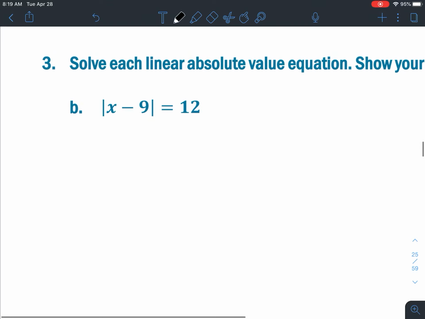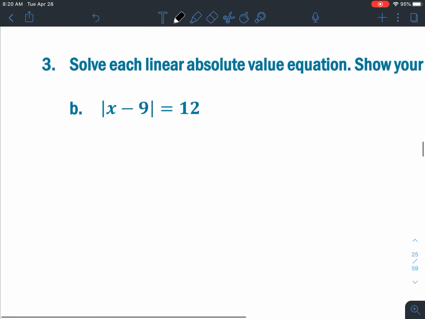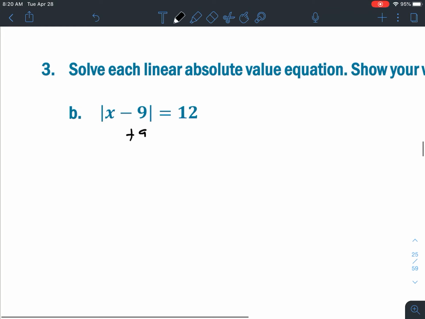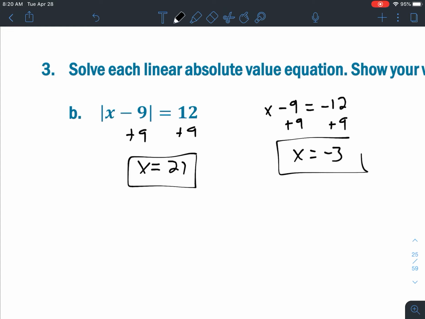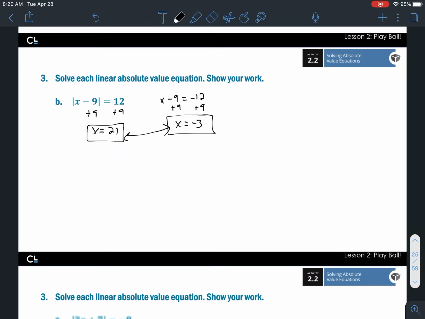We look at this one. We add 9 on each side. x is equal to 21. And if we do the opposite, we add 9 on each side. x is left at negative 3. Once again, these two are both correct answers.